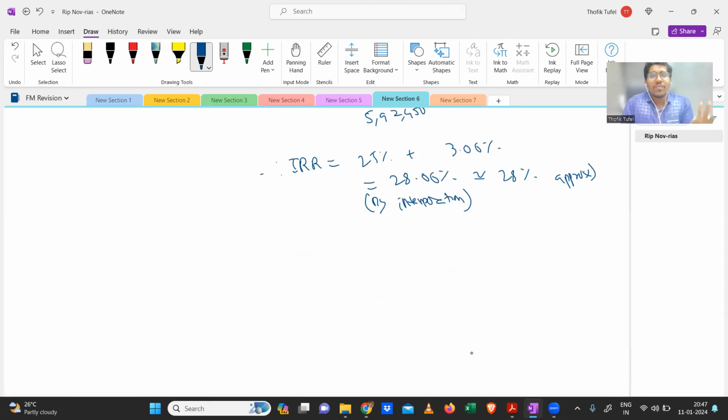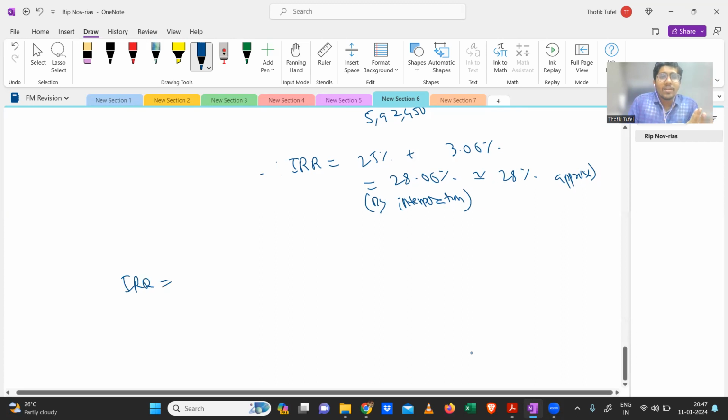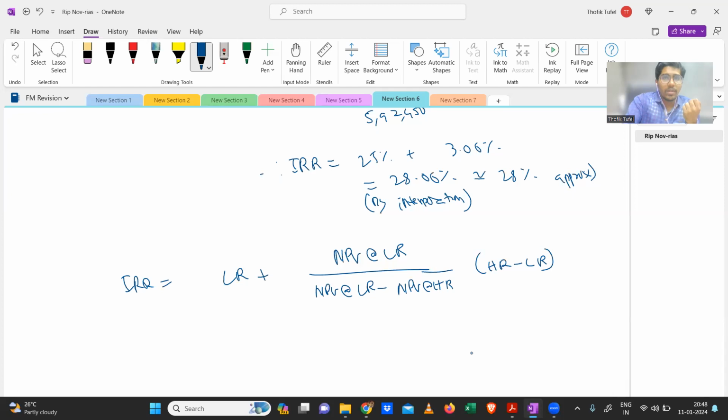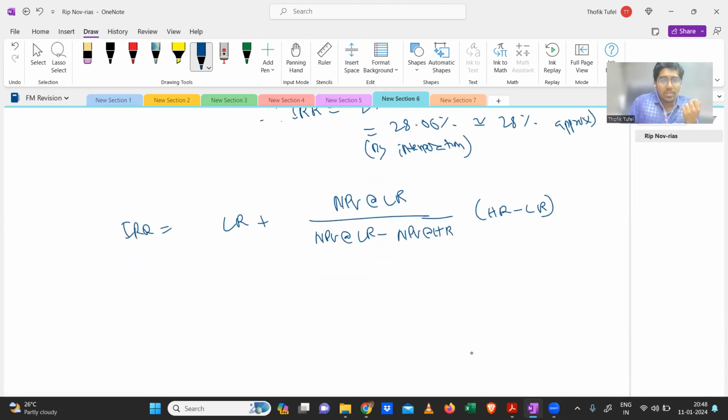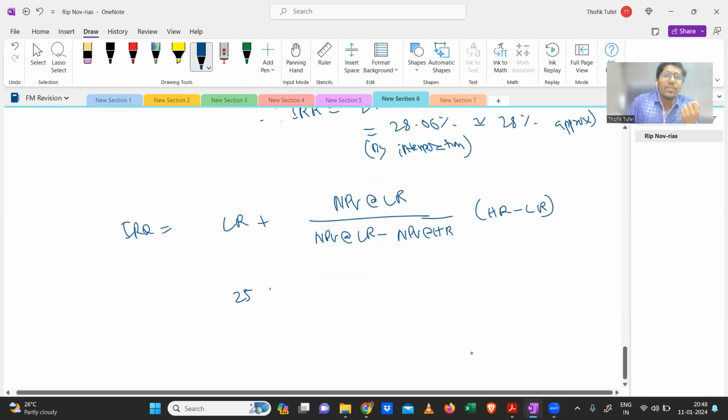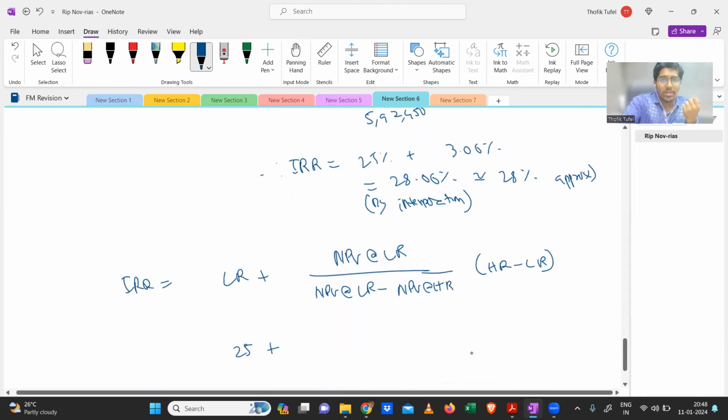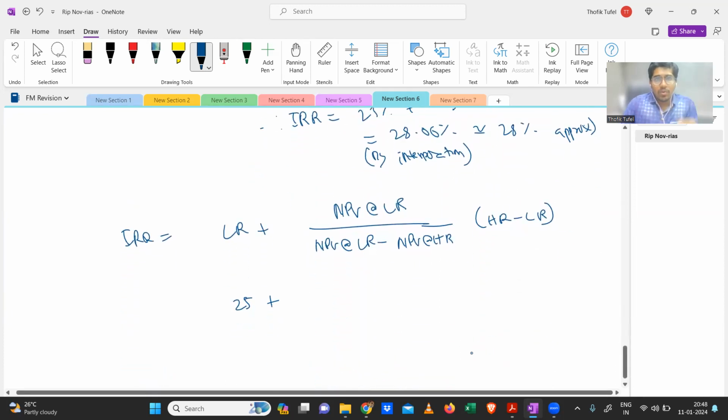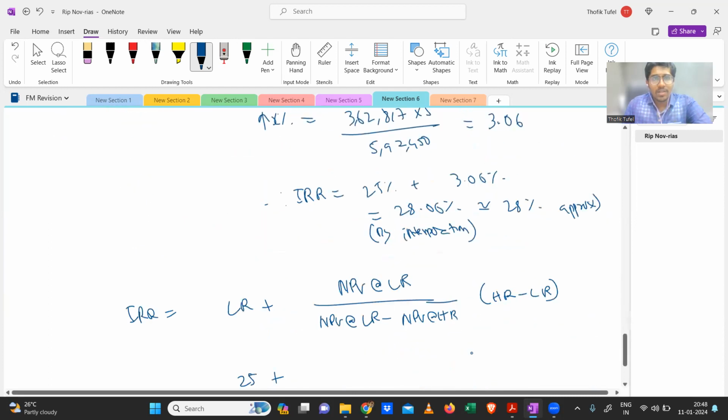Now the second is the formula method. What is the formula for IRR? Lower rate plus NPV at lower rate divided by NPV at lower rate minus NPV at higher rate, into higher rate minus lower rate. What is the lower rate? Lower rate is 25%. What is the NPV at lower rate? NPV at lower rate is 3,62,817.